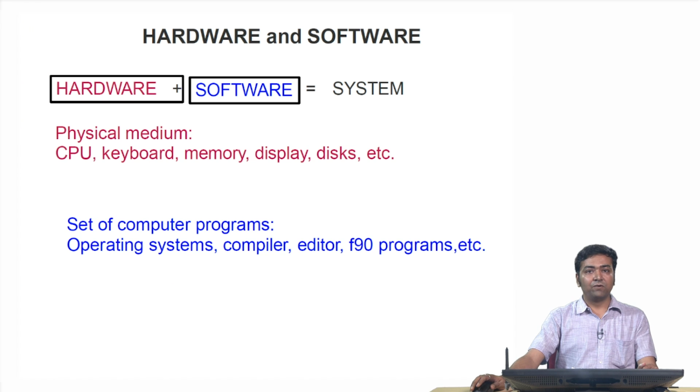Okay, so you know that a computer consists of typically two parts: hardware, which is the tangible thing which we can see, for example, a CPU, keyboard, memory, display, disks, etc. And then there is another part which is the intangible part, which is the software, and together they constitute the system. Software typically consists of a set of instructions which the machine can understand, and they typically take the form of operating systems, compilers, editors, and different types of programs which can do the jobs.